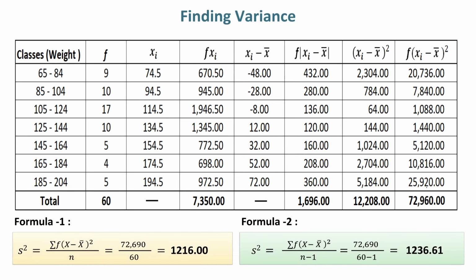Finding variance. The numerator value for finding variance is 72,960 and the denominator value is 60. Thus, the variance in this example in Formula 1 is 1016. When we subtract 1 from the sample size in Formula 2, then the value of variance becomes a little higher as compared to Formula 1, which is 1036.61.